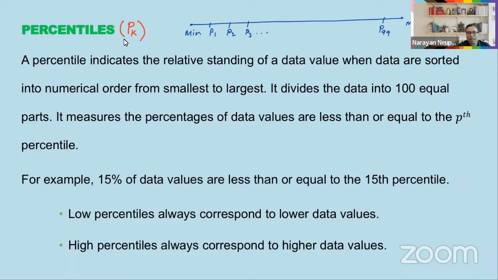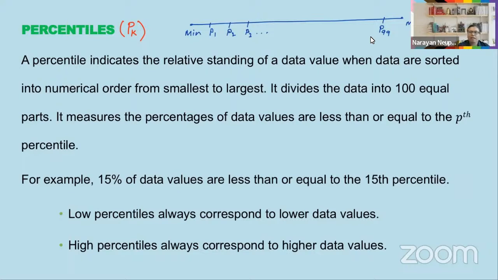If you compare this with the quartiles, the 50th percentile is the value in the middle, right? 50%. So the 50th percentile is the median. The 25th percentile is your first quartile, and the 75th percentile is your third quartile. So there are 100 equal parts, and we have 99 percentiles.